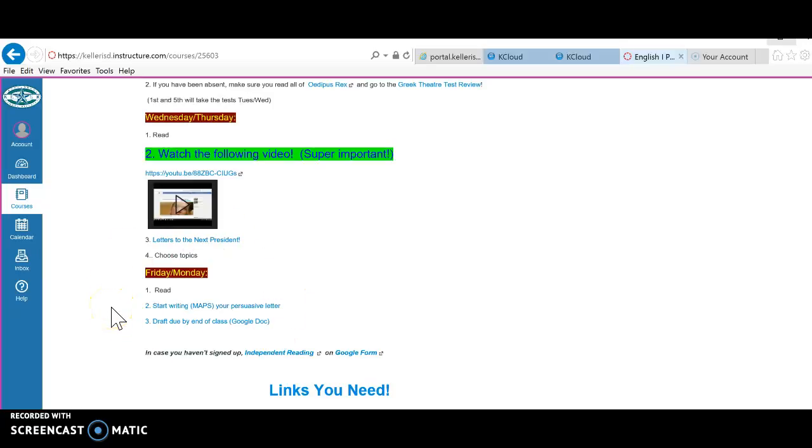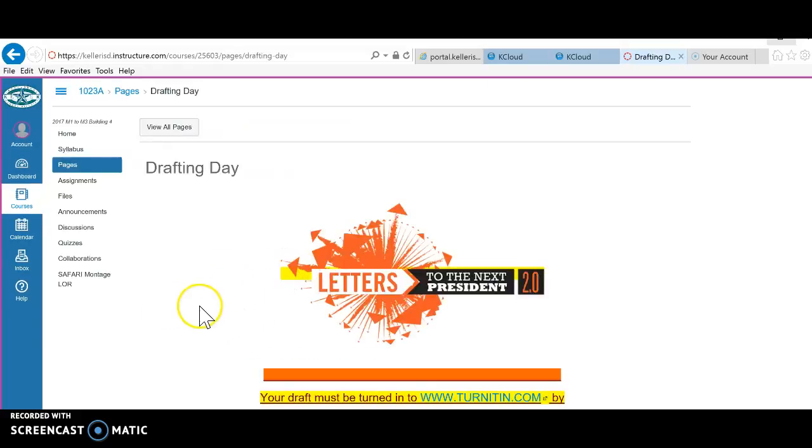This will look a little bit different because I'm making this on Friday, so I'll probably revamp it for next week. But you'll go to where it says Start Writing your MAPS Persuasive Letter. And this is what you're going to see. Now, you click on this link.